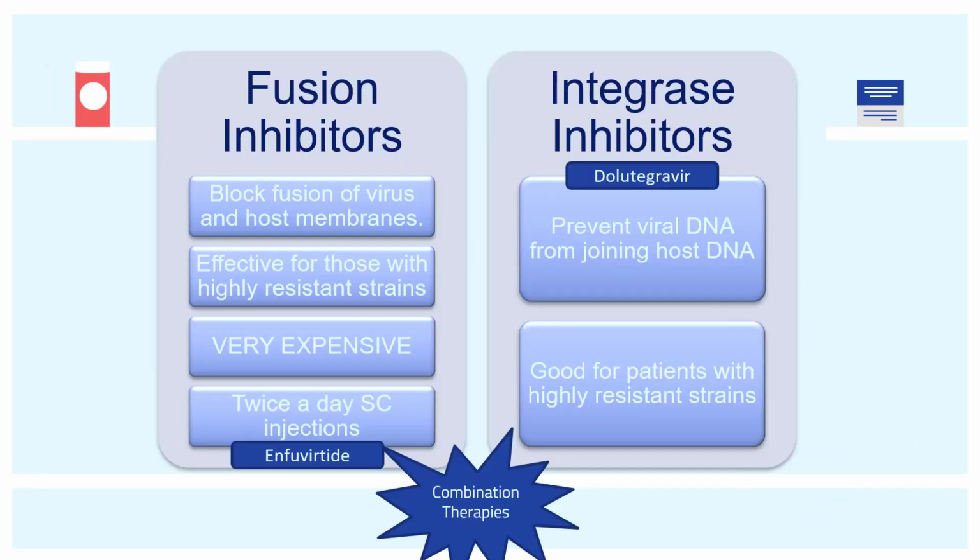Now we're going to talk about fusion inhibitors. This is preventing the virus that's circulating in the bloodstream from fusing with a host cell. It's very effective for those with highly resistant strains. This is not our first line medication, mostly because it's very expensive. It's twice a day sub-Q injections, and it needs to be used with other therapies in order to be most effective. There are some fairly common reactions.